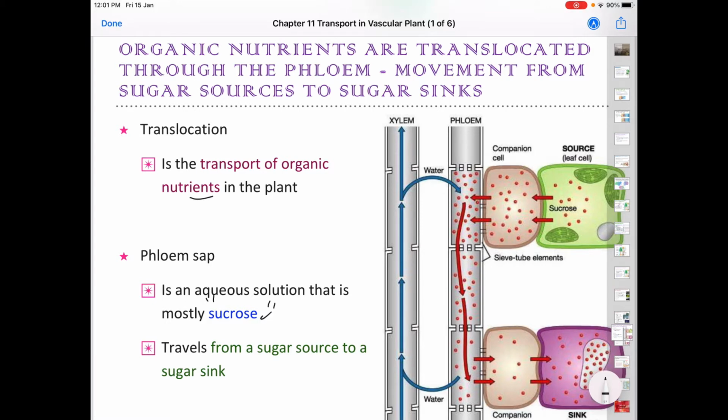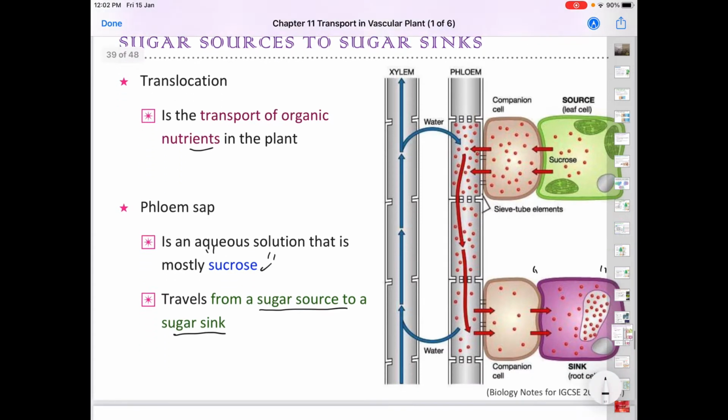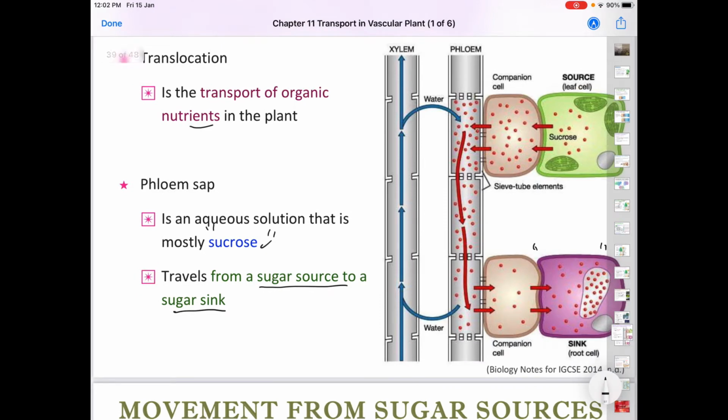These nutrients travel from a sugar source. The source is normally the leaf, because the leaf conducts the photosynthesis process. So they produce nutrients or food for the plant, and they will translocate from the sugar source to the sugar sink. Sugar sink is normally the developing part in the plant, for example, the root cell, tuber, the bulb, and developing fruits.